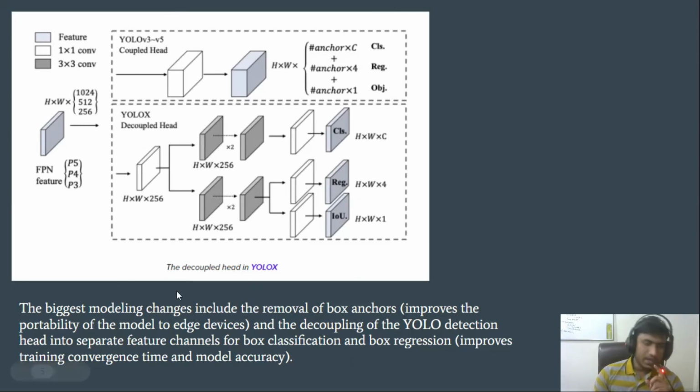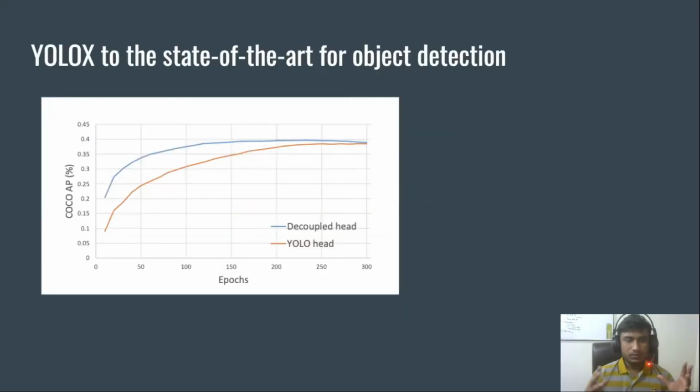Okay, so they have made some changes. Instead of the YOLO head, they have implemented this decoupled head on top of that, and this is the architecture. If you read the paper, you will get more idea about what this decoupled head is. If you see the benchmark, you can see the decoupled head actually has quite high average precision compared to the YOLO head. So this is the comparison you can see from the graph.